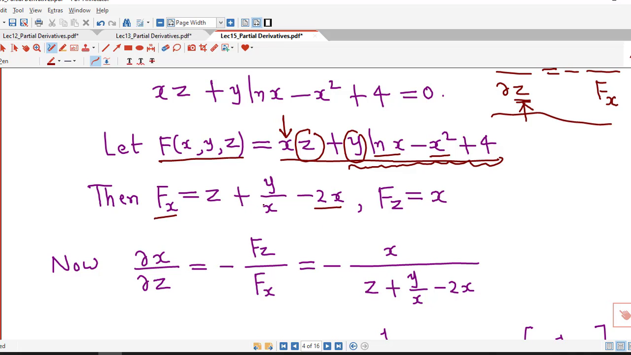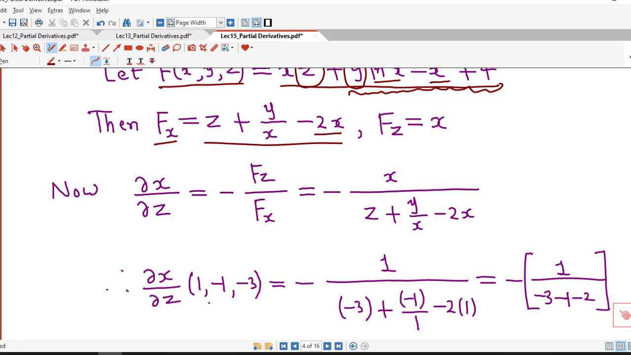Here we put f_x equal to this and f_z is x, and we are asked to find out del x by del z at this point. So we put x equal to 1, y equal to minus 1 and z equal to minus 3. After simplifying, we have 1 over, this is minus 3 minus 1 minus 2, so it is 3 plus 1 plus 2, 6.